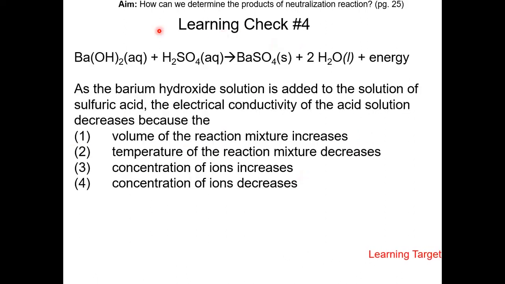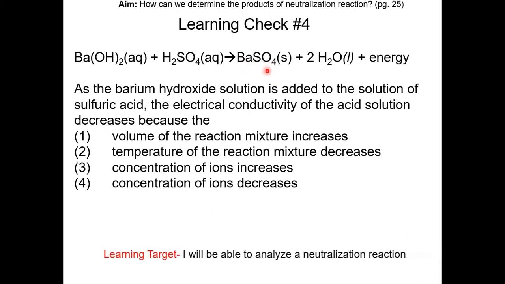Learning check number 4, as the barium hydroxide solution is added to a solution of sulfuric acid, the electroconductivity of the acid solution decreases because the what? Pause the video and resume as completed. Acids are electrolytes. As you can see in this neutralization reaction, barium sulfate is formed. If you check Table F, barium sulfate is insoluble in water. Therefore, electroconductivity will decrease because the concentration of ions decreases. So the answer is choice 4.